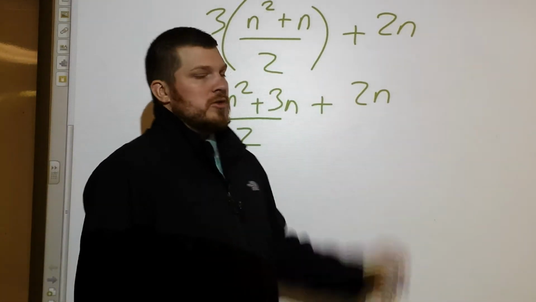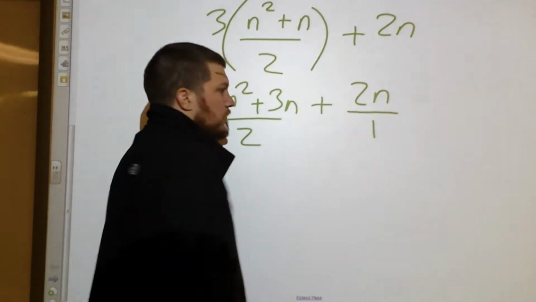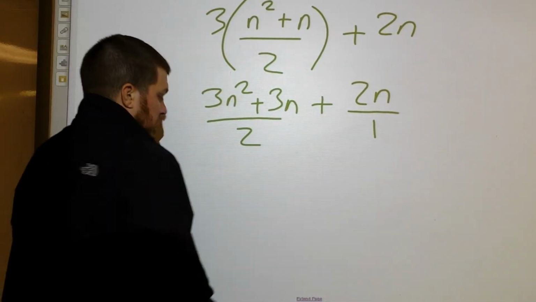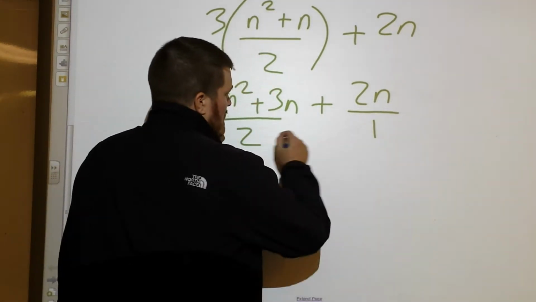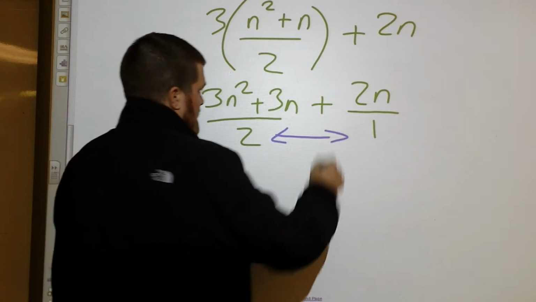Here I'm adding 2 rational expressions because 2n can be thought of as 2n over 1. So to add these 2 fractions together, I have to create a common denominator. So what I'm going to do is do my 3 crosses. If you don't know what I'm talking about by the 3 crosses, I did this in the chapter 1 video, so go back and check that out.